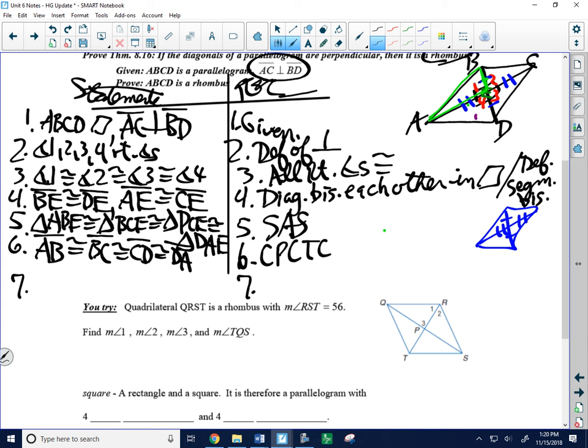One last step. If all the segments on the outside are congruent, then we can name it as a rhombus. The final step should say ABCD is a rhombus. So if all four segments are congruent, yep, that's a rhombus. So I'll put ABCD as a rhombus. And that is just the definition. Definition of a rhombus is it has four congruent sides.